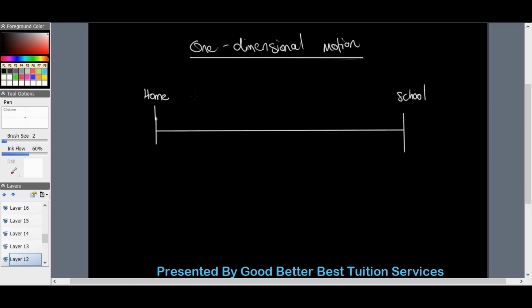Okay, now the entire distance from home to school, let's draw it a bit at the bottom here, let's say that is about 100 meters. Okay, now that's 100 meters just from your home to your school and from school back home.